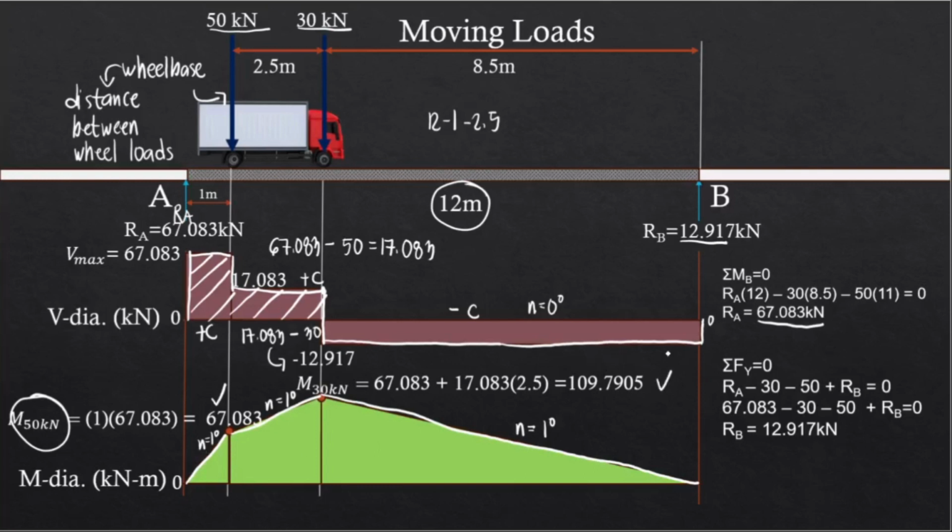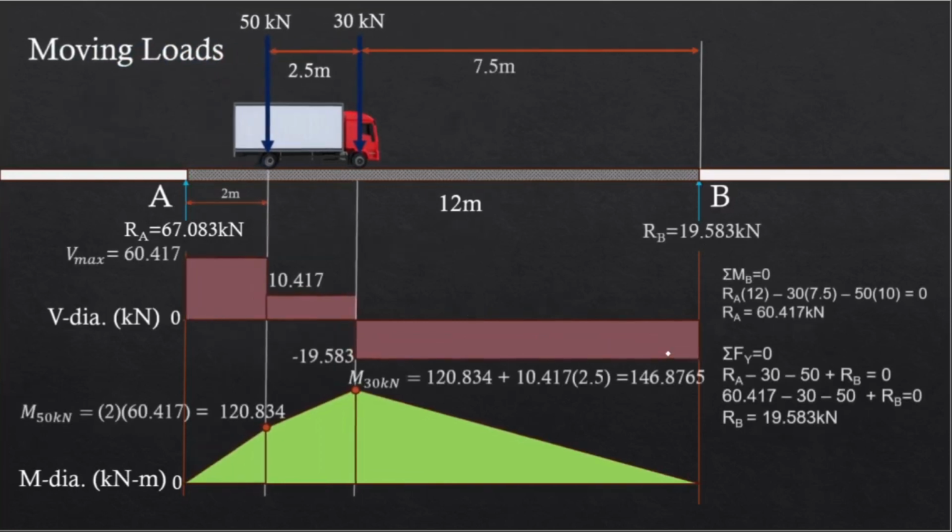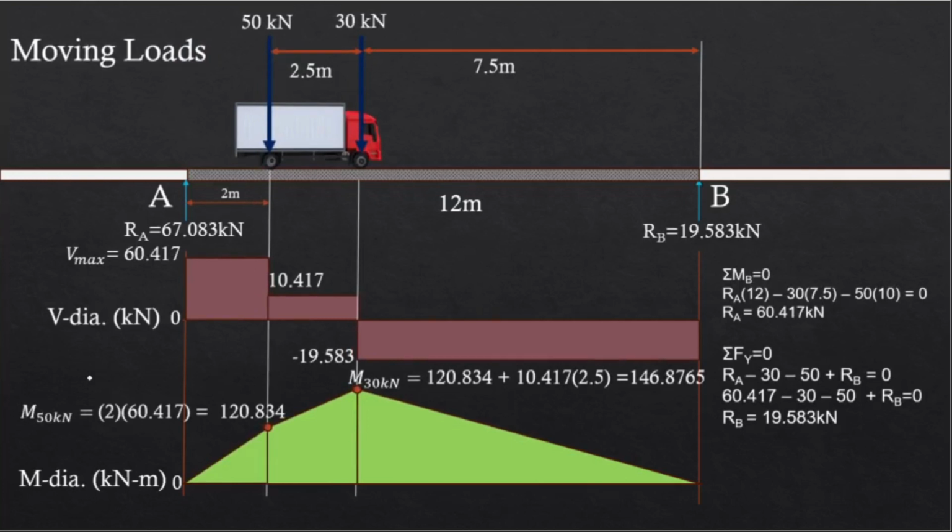But moving the truck 2 meters from the left support, we're going to increase the values. So we have here, the moment under the 50 kN load is already 120.834. While here, for the 30 kN load, the moment under it is 146.8765. And so it's significantly larger. Now what if I move it further? By the way, for the solutions, just try to look at the figure since all the explanations are the same as earlier. And then these are simply the areas of the shear diagram across 2 points.